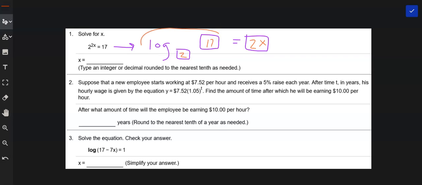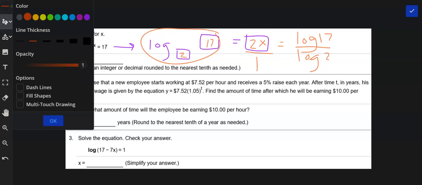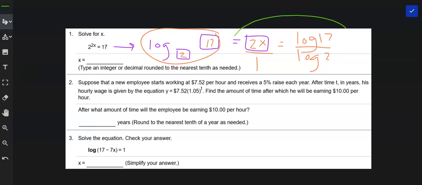Now, you and I both know how to handle this. We're going to write log 17 over log 2. This is the change of base formula. Of course, this is 2x over 1. And you can focus your attention on this thing. It's a proportion. We can cross multiply that. Or you can just look at it like this. You can divide that on your calculator, right? Log 17 over log 2. Find that value. Okay, let me grab a calculator.